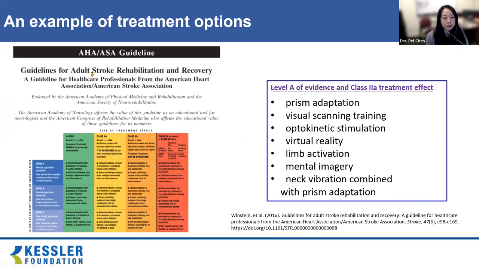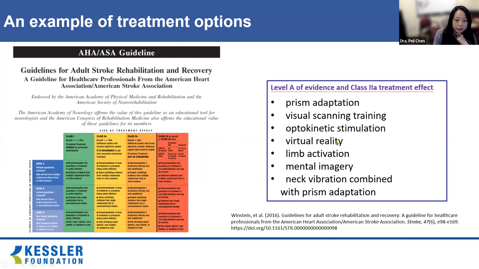This chart is copy and paste from an article from the American Heart Association, American Stroke Association guideline. This is their latest guideline, published in 2016, talking about all stroke rehabilitation care. Of course, they included spatial neglect because it is very common after stroke, as I just mentioned to you, I showed you the stats. And they recommend seven different treatment options: prism adaptation, visual scanning training, optokinetic stimulation, virtual reality, limb activation, mental imagery, neck vibration, and so on.